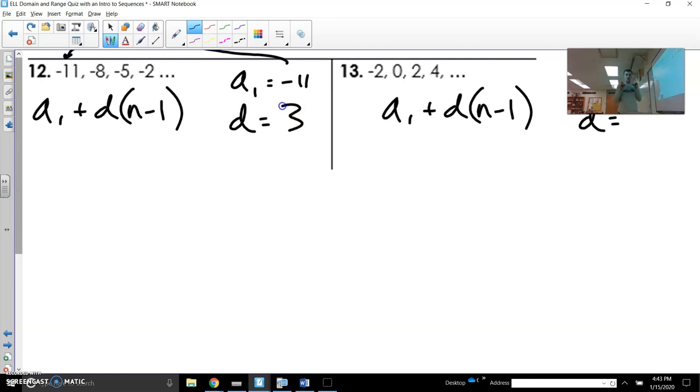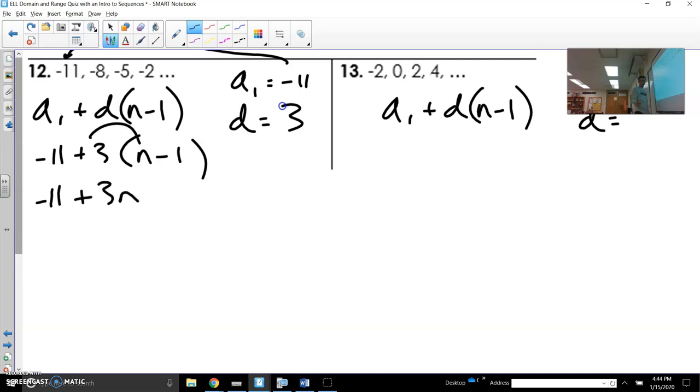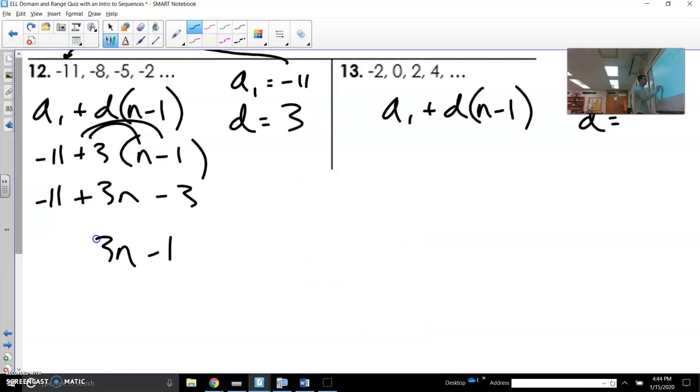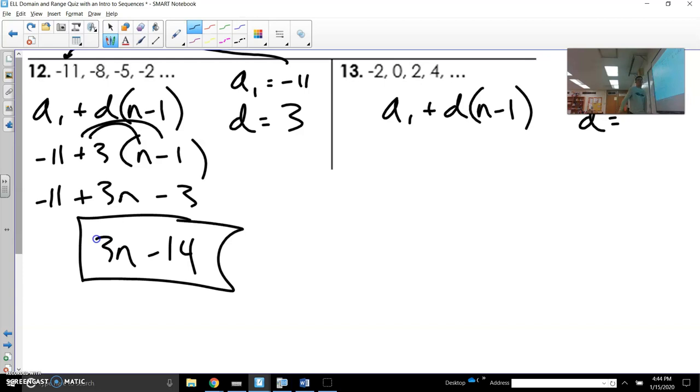And now I'm going to replace a1 and d in my formula. So that would be negative 11 plus 3, and n minus 1 is part of the formula. So I'm now going to simplify using distribution. 3 times n would be 3n, and 3 times negative 1 would be negative 3. So now I want to combine the like terms. I see negative 11 minus 3 in the front and on the back, and when I put those together, you get negative 14. And so this is your rule.